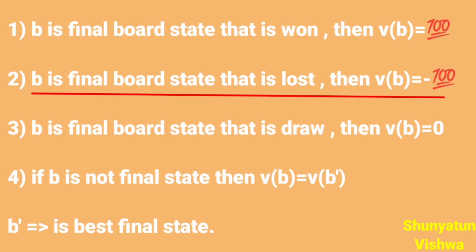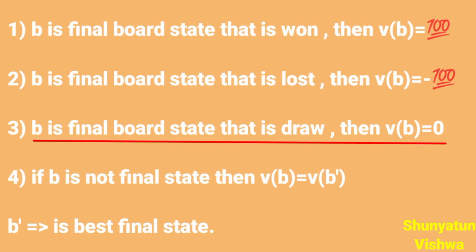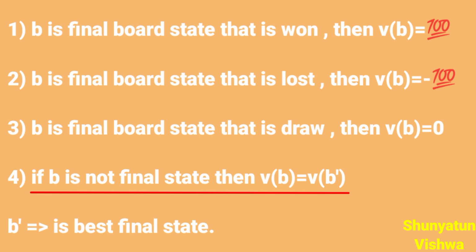And if b is a final board state in which it has lost, if it lost the game, V of b is equal to minus 100. Okay, and if it is a final state that is a draw, neither the black one nor the red one wins, then in that case you will go with V of b is equal to 0.